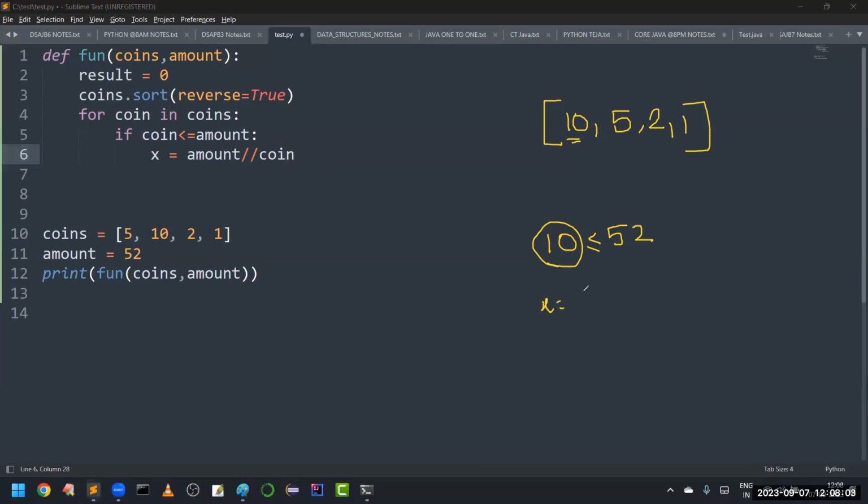x is equal to, what is the amount? 52. 52 by 10. So what are we going to get? 5. So we have to select 5 ten rupee coins. 5 ten rupee coins we have to select. That is my agenda, right?